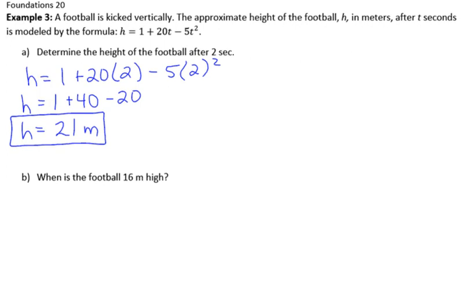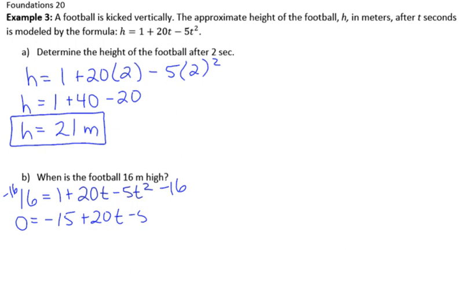So at what time is our height 16? So that's 16 equals, our h is now 16, 1 plus 20t, subtract 5t squared. So we subtract 16. We know before we factor we need to have one side equal to 0. 1 minus 16 is a negative 15 plus 20t, subtract 5t squared. So for me, because I like to see my variable squared first, I'm going to rewrite that as negative 5t squared. Then my 20t comes, and then my constant.